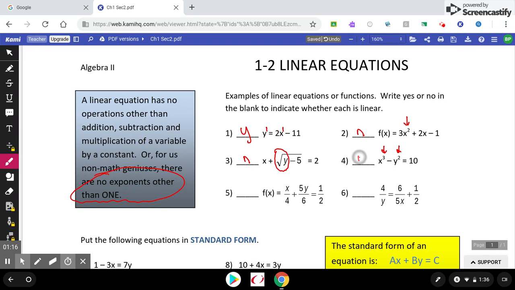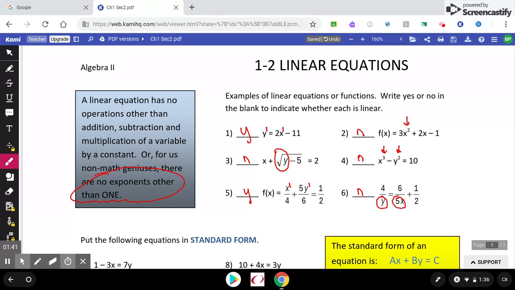That's definitely not linear. So number 5, even though there's fractions, it's still x to the first over 4, y to the first over 6. So that's still going to be a yes. Now, again, what I'm talking about for funky is number 6. Normally, you don't see variables on the bottom of a fraction. So that's going to make that a no.